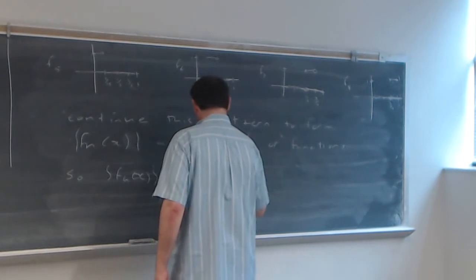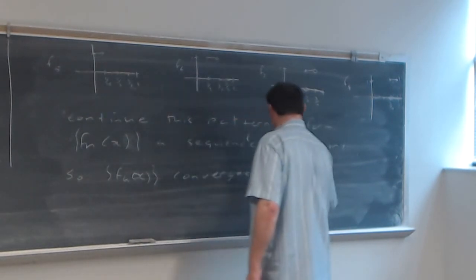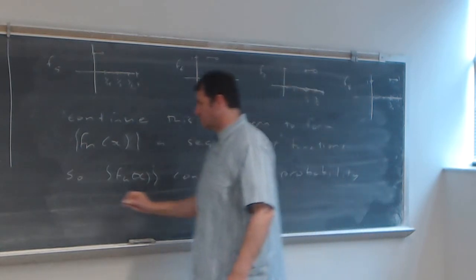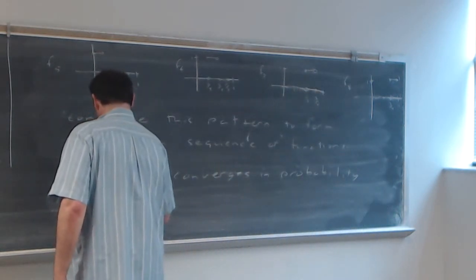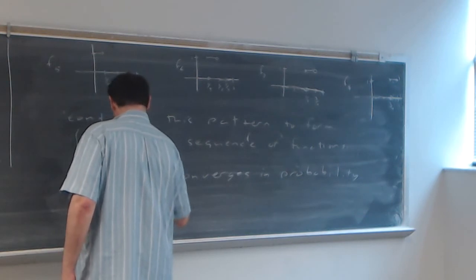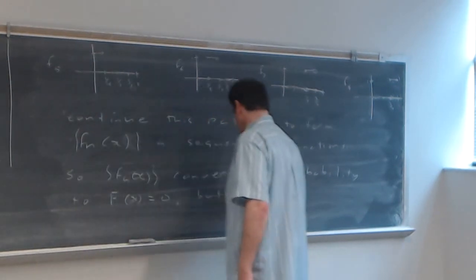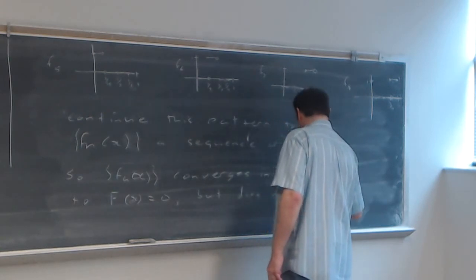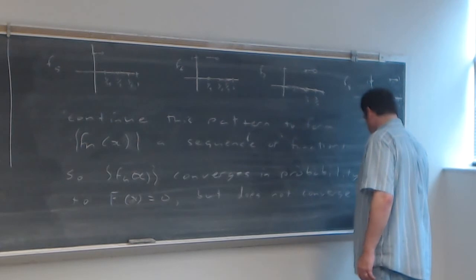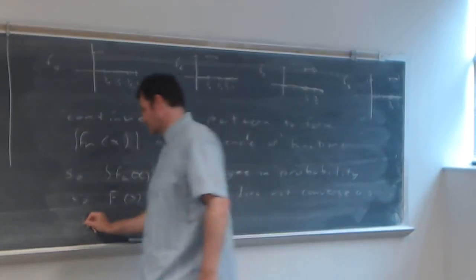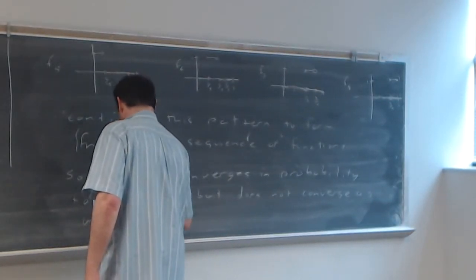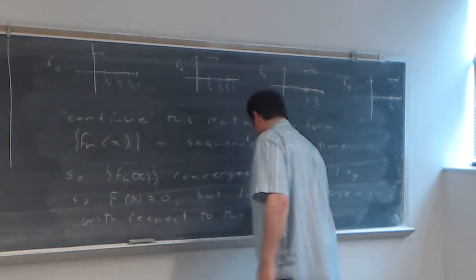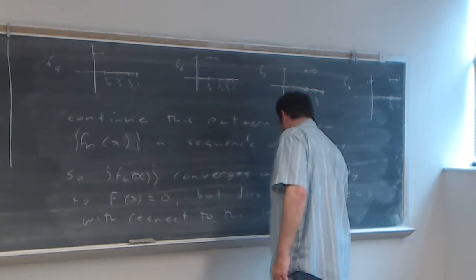So f sub n of x converges in probability to f of x equal to 0, but does not converge almost surely with respect to a probability, with respect, I'll say, to the length probability.